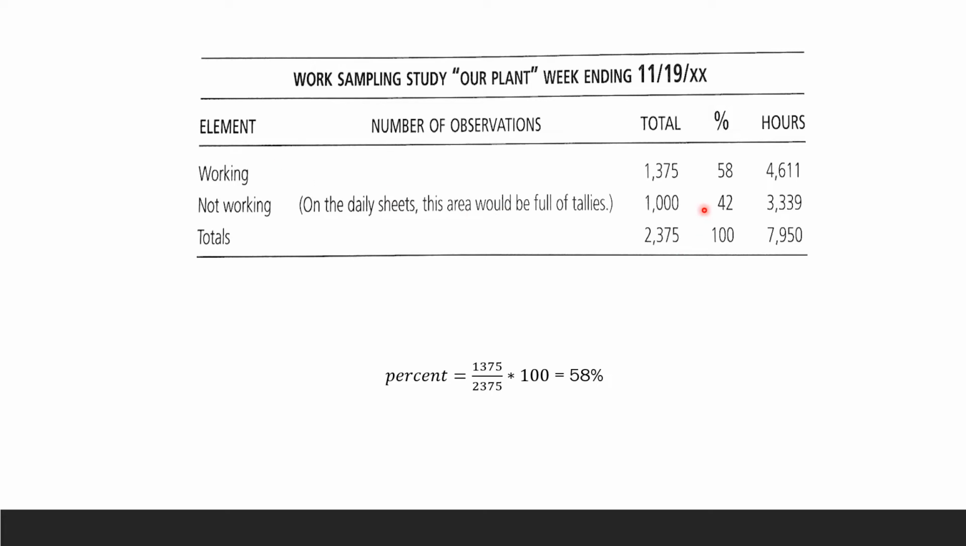work elements. So here we calculate the work sample percent, and you get 58, and this one is 42. We're going to stick to the same formula, which is really easy. Each divided by total times 100 will give you each percent.